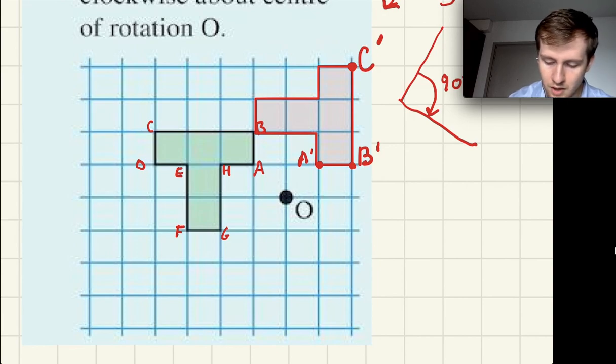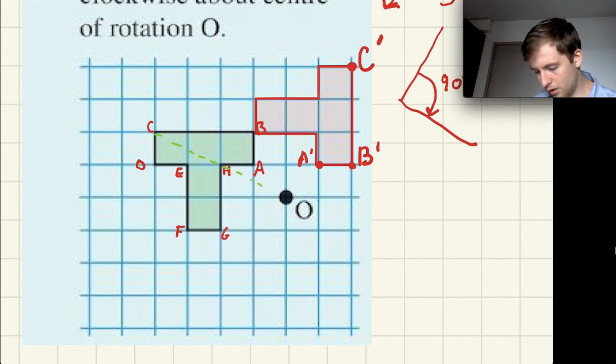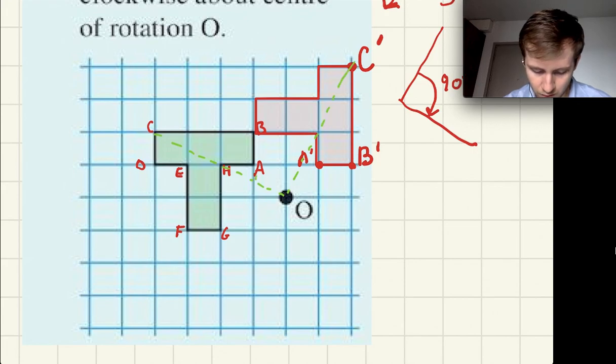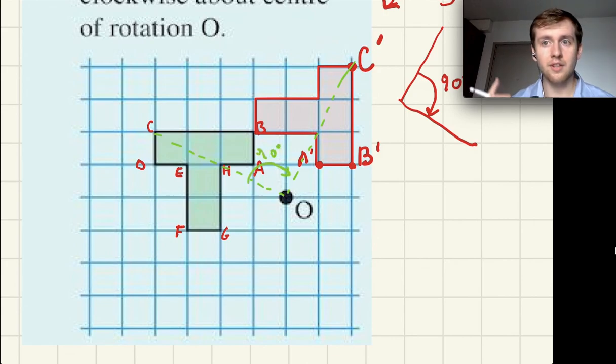So again, what we did is we rotated it like this. We drew a line from each point to the center of rotation, and we rotated this line 90 degrees clockwise for each point. Not necessarily for each point, but as long as you get the image where it is going to be. Okay, that's it for this lesson.